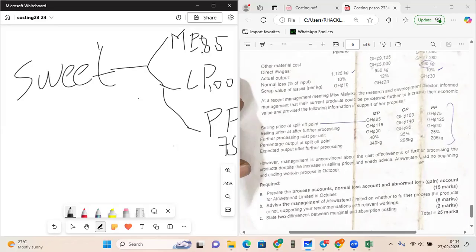So when you check the difference between 85 and 118, you'll be thinking that because the difference from 85 to 118 is bigger than 30, the management should accept that one. But no, check something here. The percentage output at split is 40%, but the expected output when they do further processing is going to reduce to 340. So you find 40% of the actual output that we had, 890, 35% of 890, and 25% of 890. Then you get the actual output for them individually.